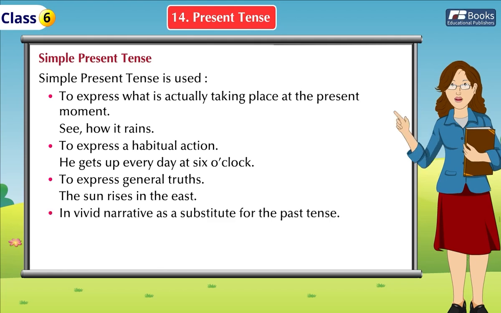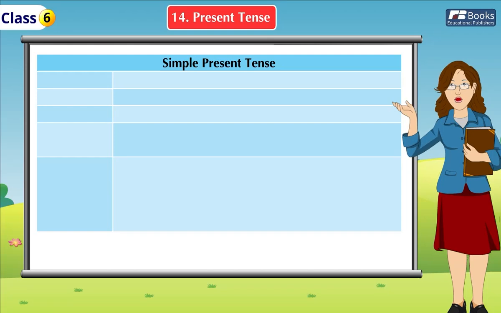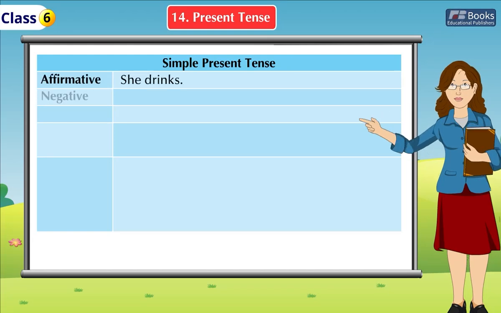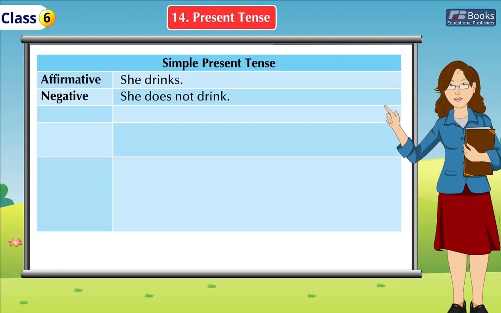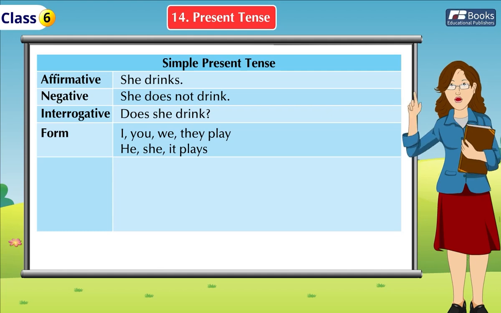In vivid narrative as a substitute for the past tense: immediately the Sultan hurries to his capital. This is called the historic present. Simple present tense. Affirmative: she drinks. Negative: she does not drink. Interrogative: does she drink? Form: I, you, we, they play.